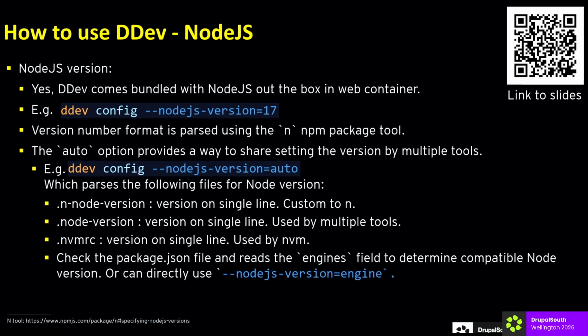One thing that did surprise me is ddev comes out of the box with the Node.js engine in the same monolithic web container. So it's kind of good, I guess. You don't need to have a separate container. It has a few different ways of setting the version, but the easiest is just --nodejs-version, whatever. And then after you do these, you do ddev restart, and it will apply the configuration.